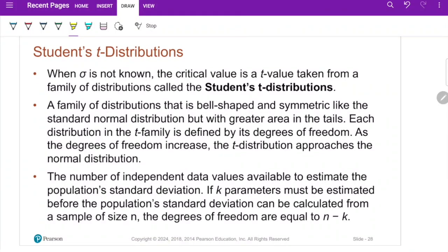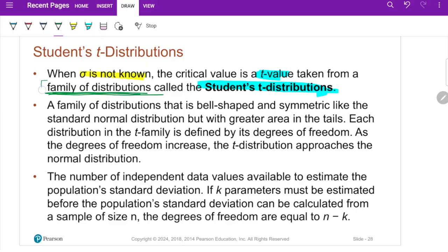Okay, the second case that we will be discussing is when the standard deviation of the population is unknown. So in this case, the critical value will not be the z value, it's going to be the t value. And the t value is taken from a family of distributions. We call them Student's t distributions. They're a family of distributions, not just one. And this family of distributions depends on something we call degrees of freedom.